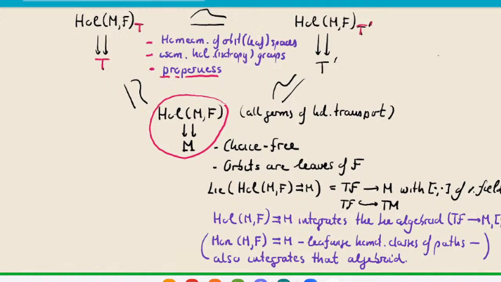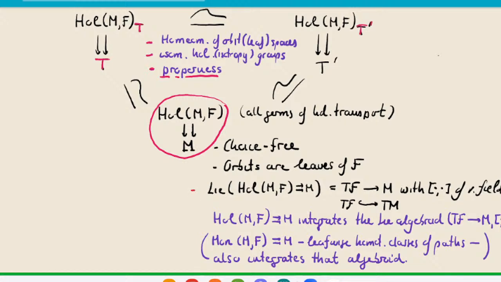Now, there are several advantages to doing that. One, which might be, if you want, aesthetic, is that this is choice-free. We don't have to pick a specific transversal. Another one, which is also interesting, is that the orbits of this larger groupoid coincide with the leaves of the given foliation. And whenever we have some kind of problem, we don't like to throw away information. And that's something we do a little bit when we go from the full holonomy groupoid to one over a transversal.